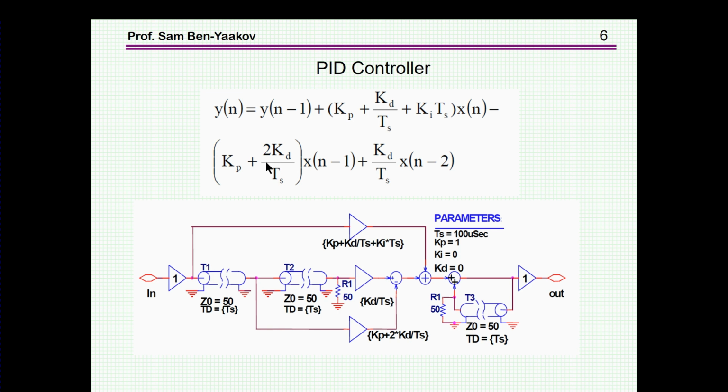This is this thing here, and it's found here. Now, another term here is Kd over Ts times two delays. We have one delay, another delay, and then it is multiplied by this constant. Here it is. And then we add this thing to this part, but this has a minus sign. So we add here and a minus sign here.